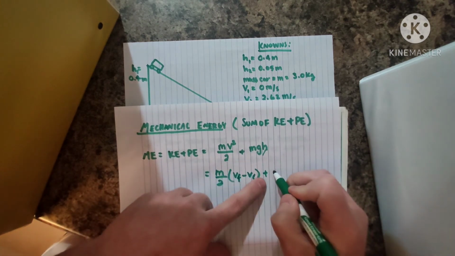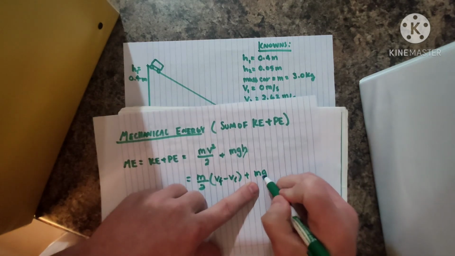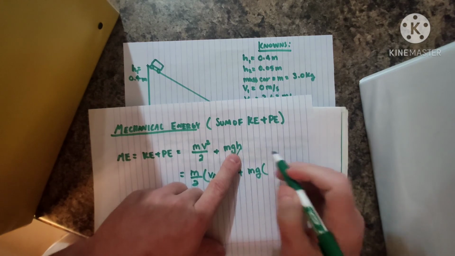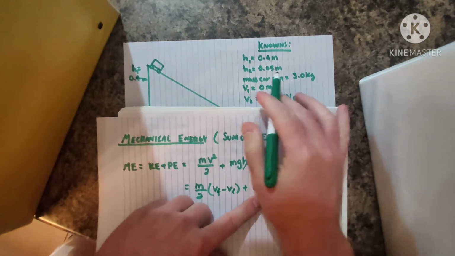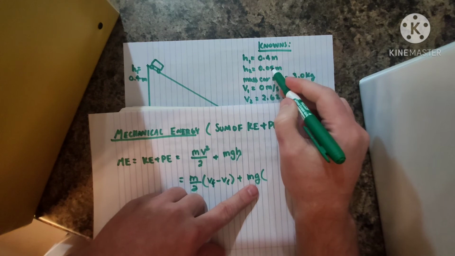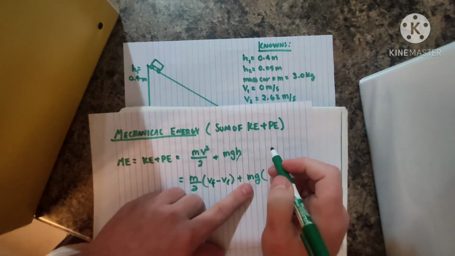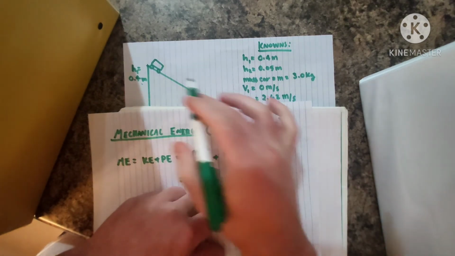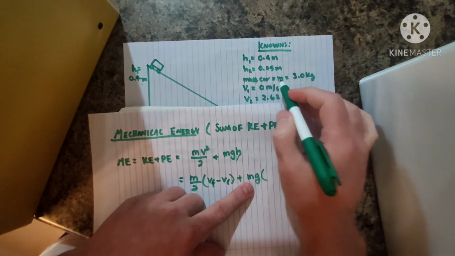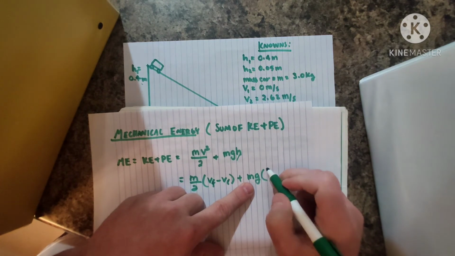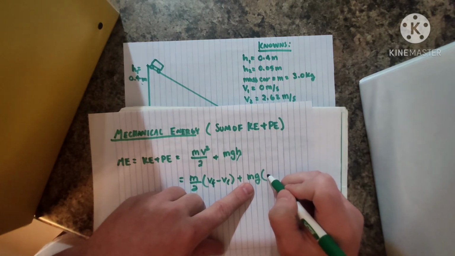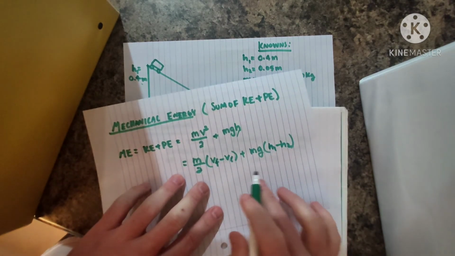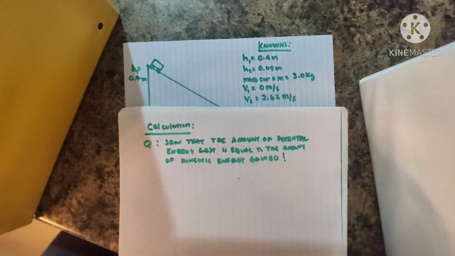And this is going to be plus m. Well, g stays the same because that's the acceleration due to gravity. And the height, which is h2 minus h1. So that's going to be, well, we're going to do h1 minus h2, okay, because it's 0.4 to 0.05. So we would do h1 minus h2, okay? That's going to be our equation.